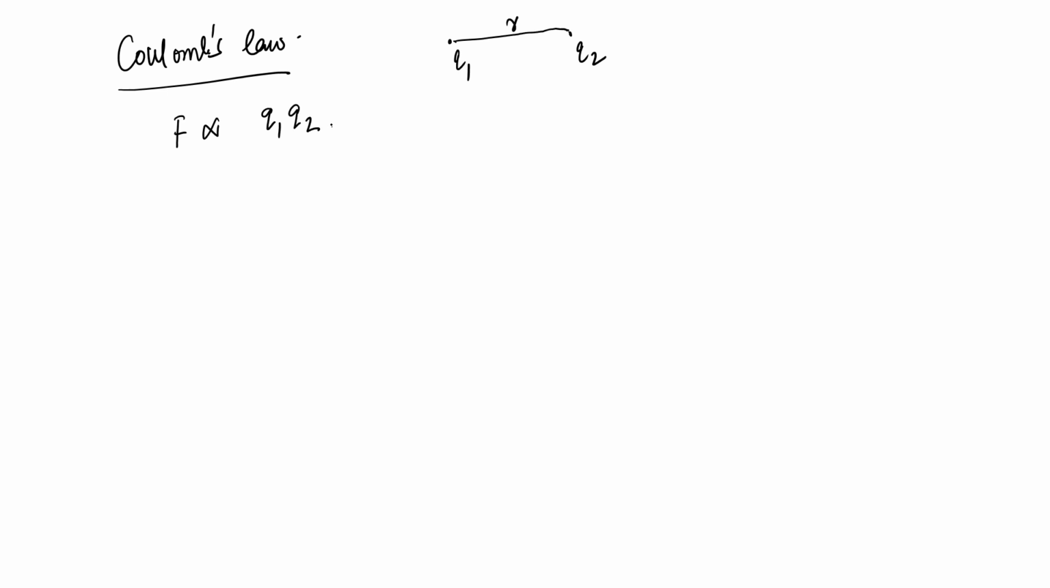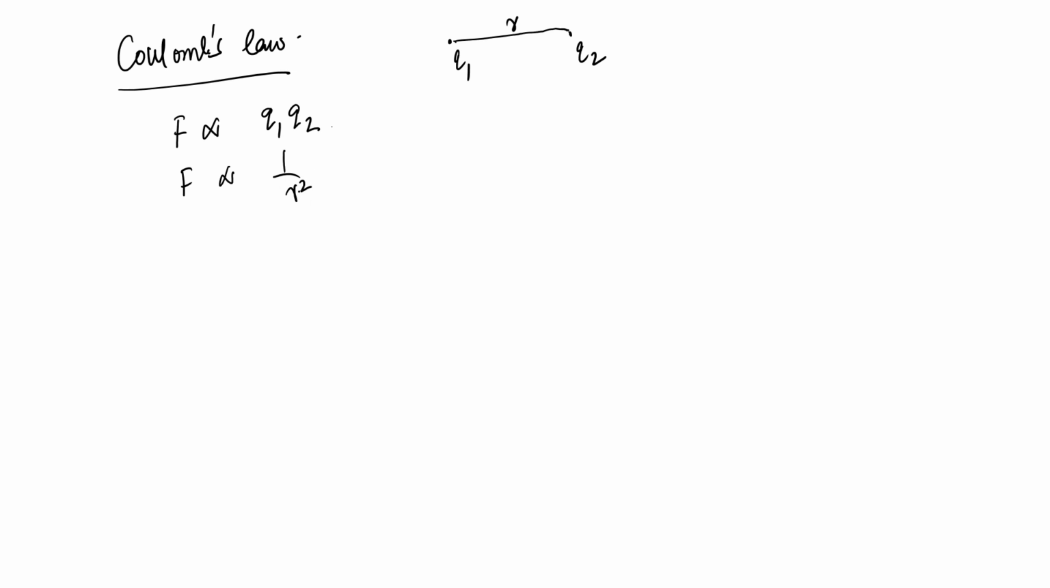So, let us do Coulomb's law, which says nothing but the force between two point charges, say q1 and q2, separated by a distance r. This law says that the force between these two charges is proportional to the product of the two charges, q1 and q2, and it is also inversely proportional to the spacing between the two charges, which goes as 1 over r square.